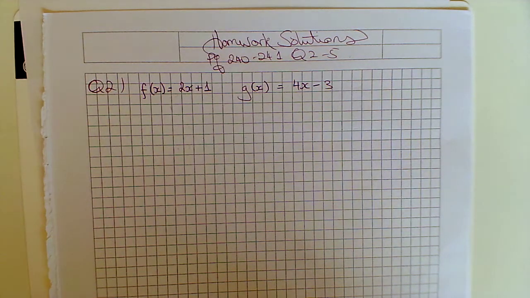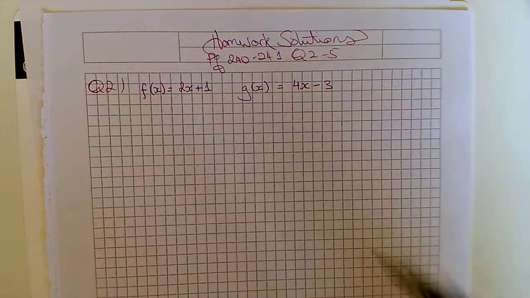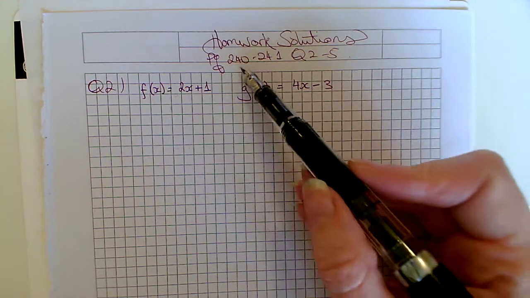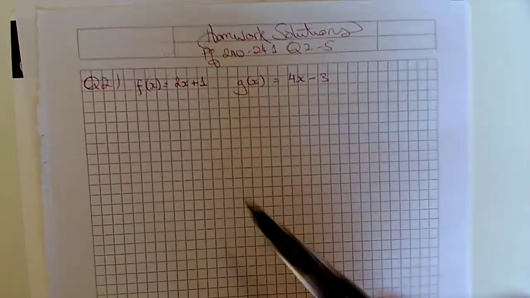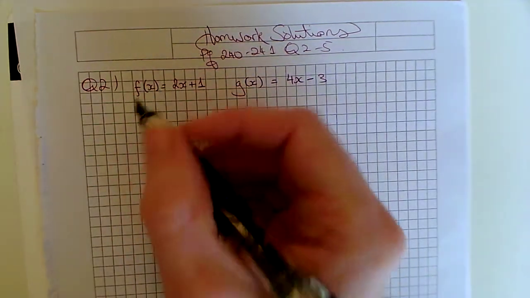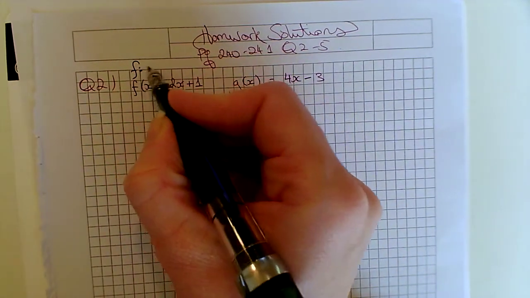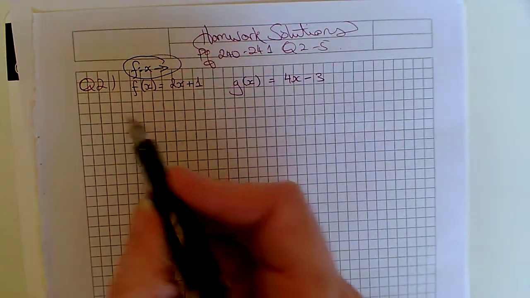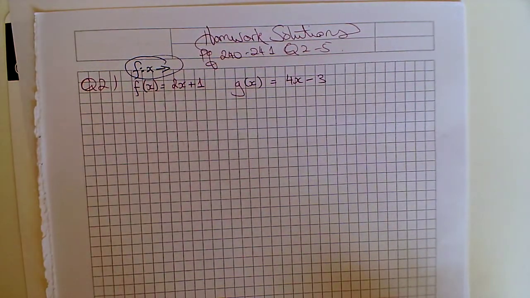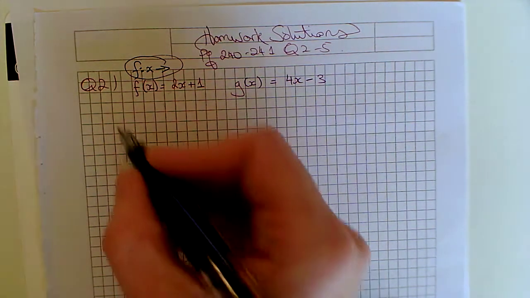So let's look at the solutions to Wednesday's homework where you were doing a bit more practice with composite functions. On pages 240 to 241, you had questions 2 to 5 to practice a bit more with composite functions. In this case, the notation for the functions was given as f such that x is mapped onto, but we can just straight away replace that with f of x and g of x instead, because it's a little bit easier to have it a standard way all the time.